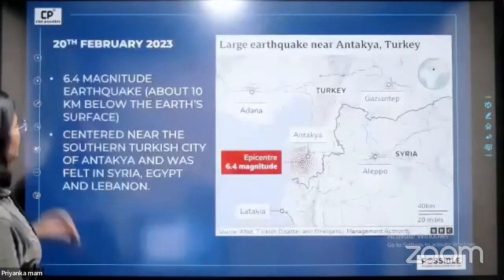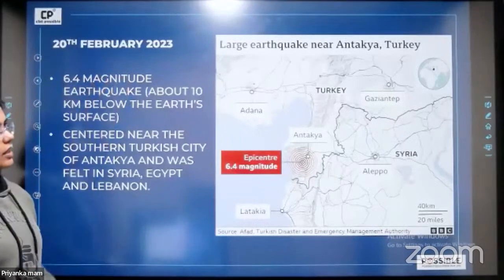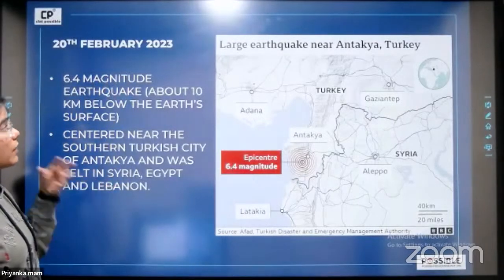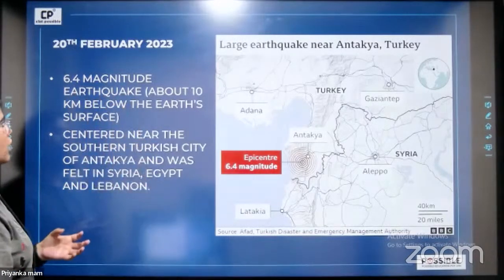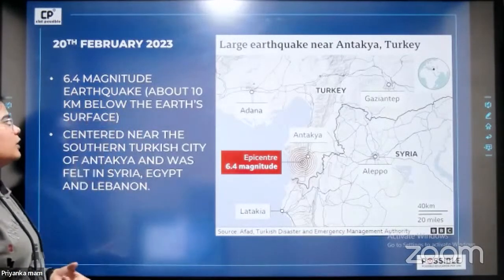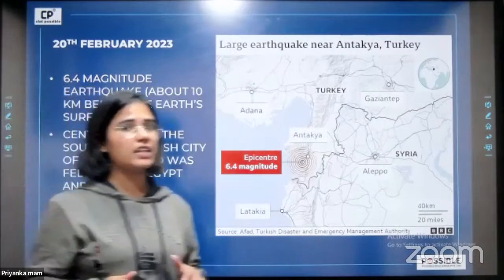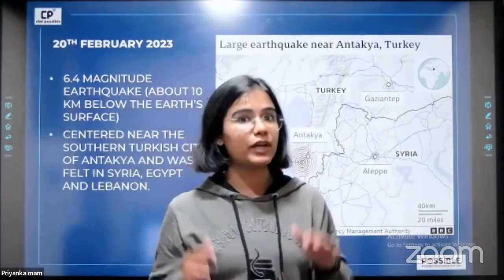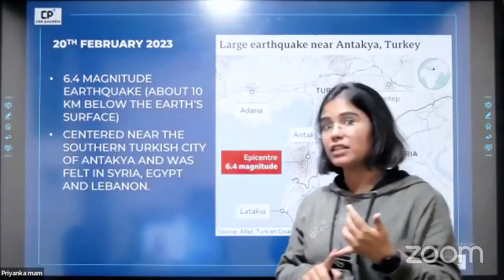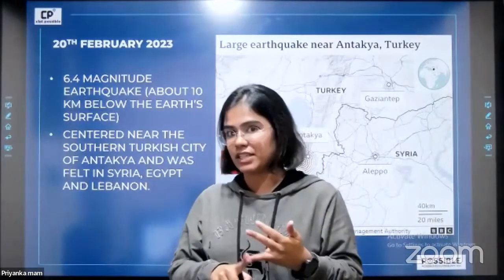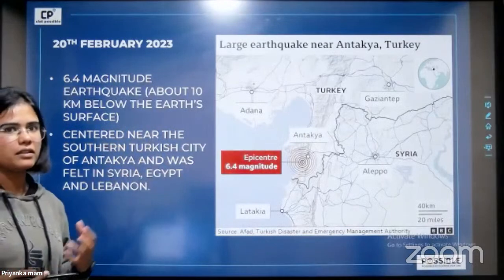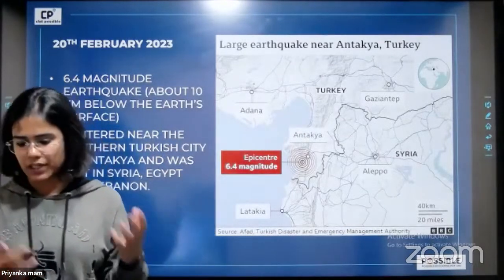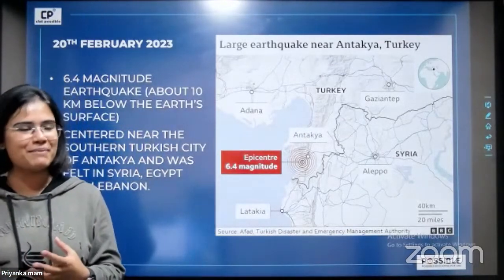Now, on the 20th of February, which was just now, there was another earthquake of a 6.4 magnitude, about 10 kilometers below the Earth's surface. Again, a very, very shallow earthquake. A shallow earthquake means, again, more energy and more amount of devastation. So another thing that we need to learn is, where was the epicenter? Ma'am, what is epicenter? We'll get on to that in some time.